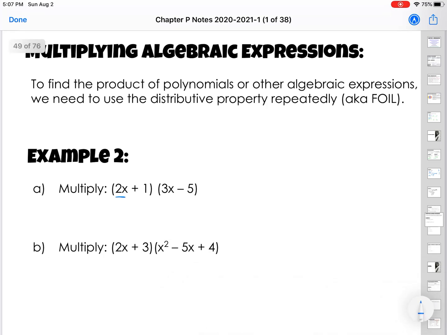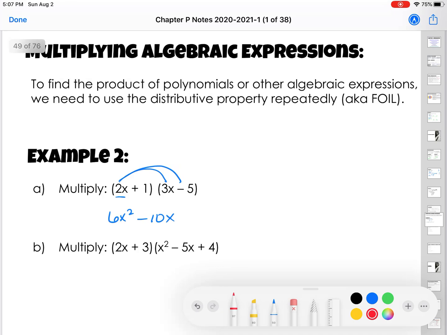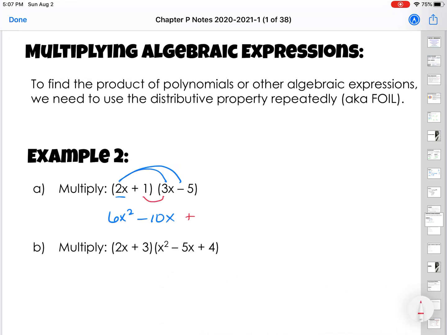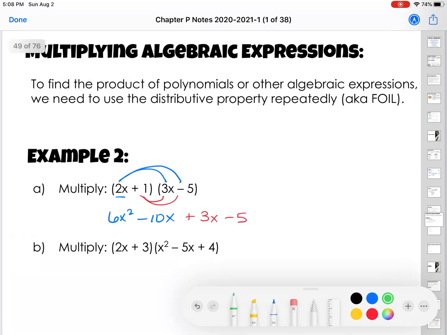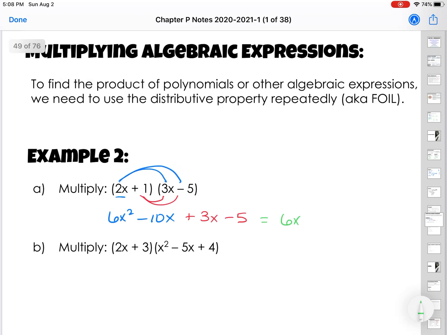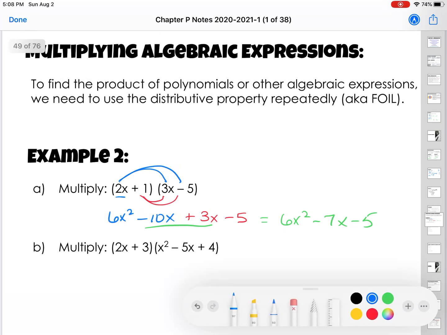But what we're going to do is take this 2x and distribute it to both terms in the other parenthesis. So 2x times 3x is 6x squared. 2x times minus 5 is minus 10x. Then we are going to take the next term and distribute that. So 1 times 3x is 3x, and 1 times minus 5 is minus 5. And now we just combine like terms. So we get 6x squared. These guys go together, so that's a minus 7x minus 5.